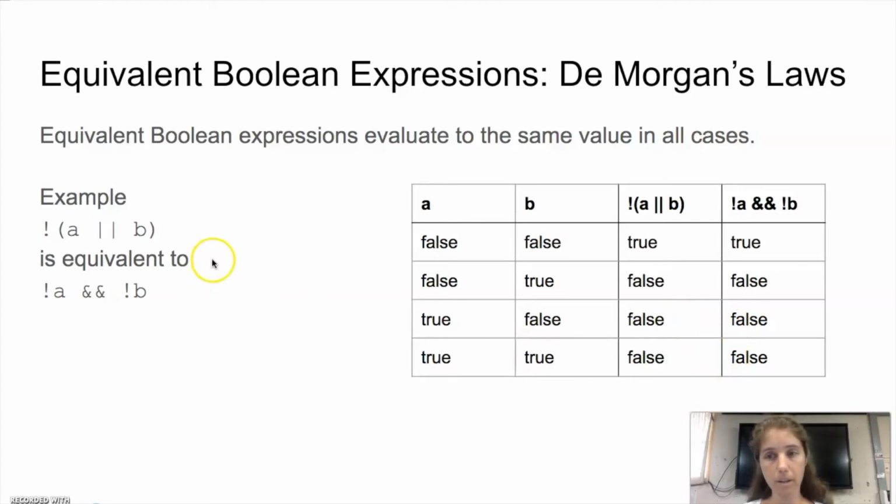So if you have a Boolean expression that has or in parentheses and a not outside, you can think of this as distributing that not. So we distribute the exclamation mark to the two sides of that or expression, and then we change it from an or to an and. And we've got an equivalent Boolean expression.